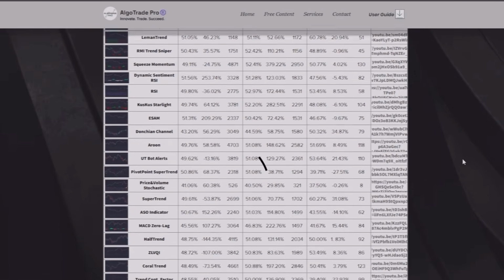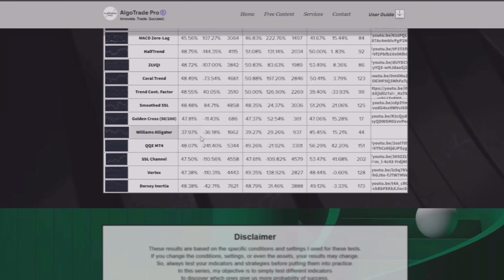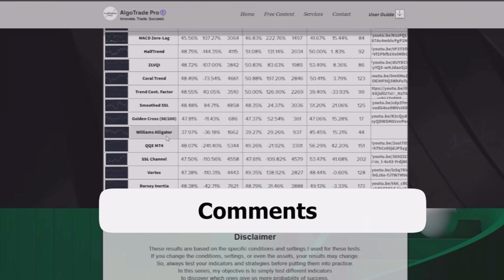On our official ranking table, I'm going to place the Williams Alligator right here. Do you agree? Let me know in the comments.